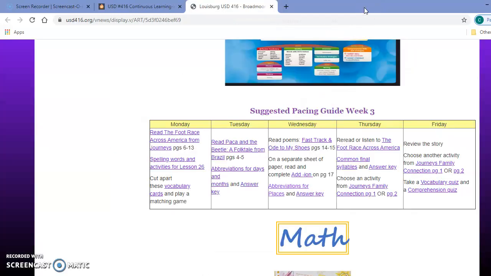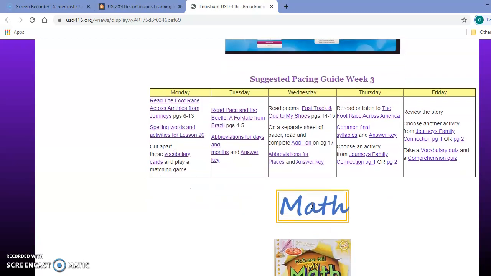And that is your ELA for the day. There's also an answer key right here for the abbreviations. When you finish it, you can check your work with it.